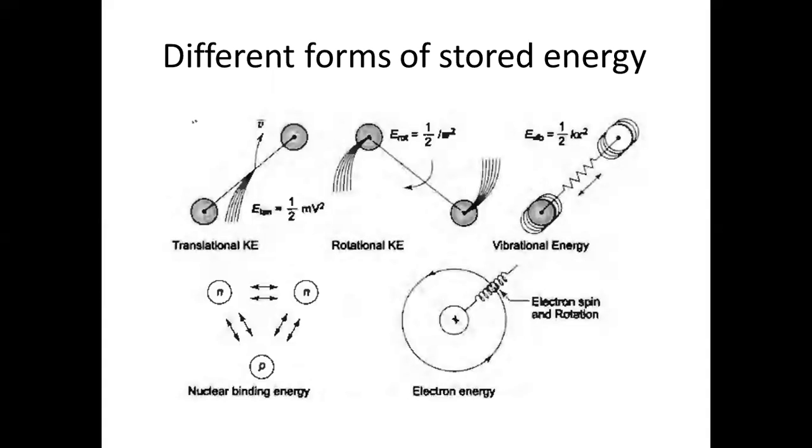There are many different forms of stored energy, in which there is translational kinetic energy, and rotational kinetic energy, where energy will be half m v square, and vibrational energy, where energy will be half k x square, and nuclear binding energy and electron energy, which come from chemical energies. These are all minimal amounts, and these are the different forms of stored energies.